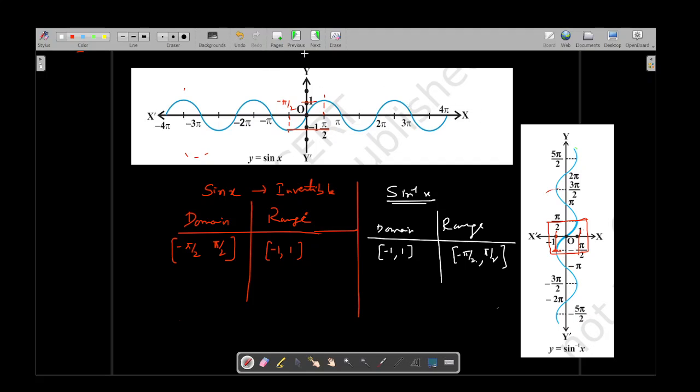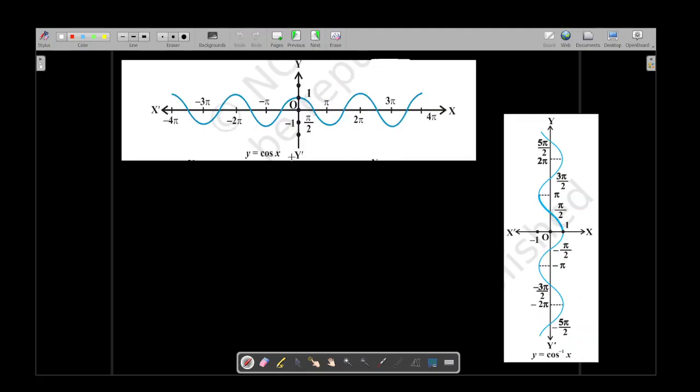Next, let's move on to the next trigonometric function, that is cos x. Here I'll take the principal branch. I cannot take from minus pi by 2 to pi by 2, because if I take from minus pi by 2 to pi by 2, this is not 1-1. So what I do is I take this branch.